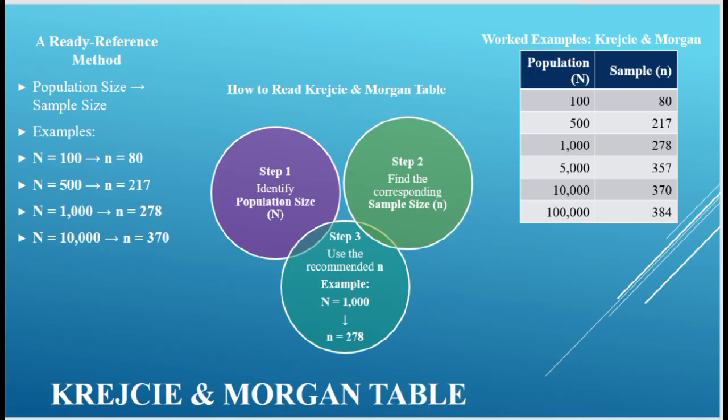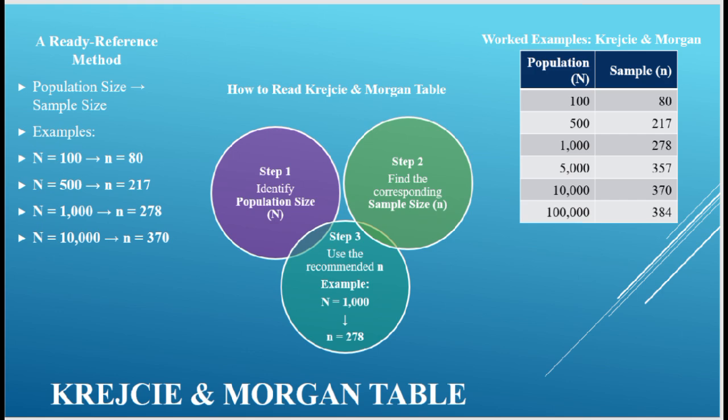Krejcie and Morgan Table, a ready reference method. The third approach is the Krejcie and Morgan Table. Unlike the previous formula, this method does not require the researcher to perform the mathematical calculation manually. Krejcie and Morgan developed a table showing recommended sample size for different population sizes. For example, for a population of 1000, the table recommends a sample of approximately 278. For a population of 10,000, the recommended sample is approximately 370. This makes the table very convenient for students and researchers.